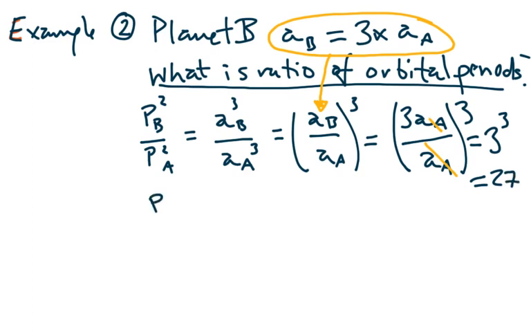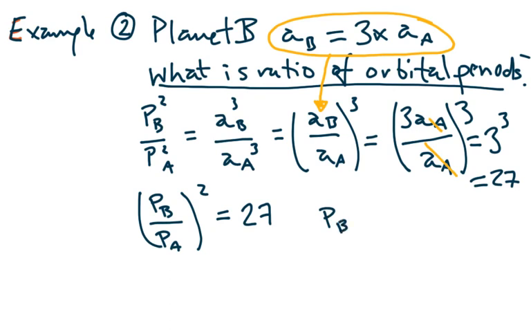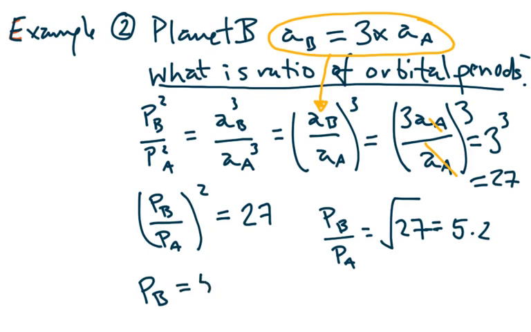And so now we know that the ratio of the periods squared equals 27. And so the ratio of the periods alone, the period of planet B over the period of planet A, equals the square root of 27, and that is 5.2. So Kepler's law tells us that the period of planet B is 5.2 times the period of planet A, based on what we knew initially about the ratios of the semi-major axes.